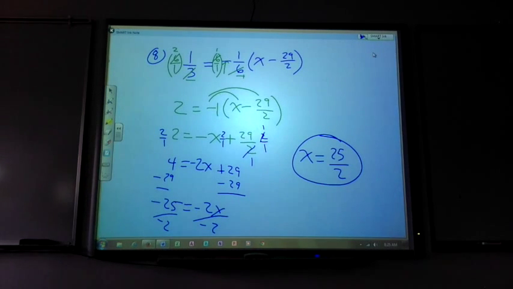Okay? So, I just showed you that you can clear the denominator more than once on a problem. What's the approach that you're going to take that makes it easier for you?